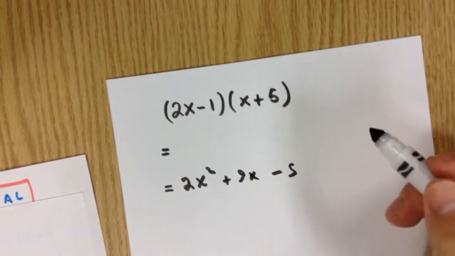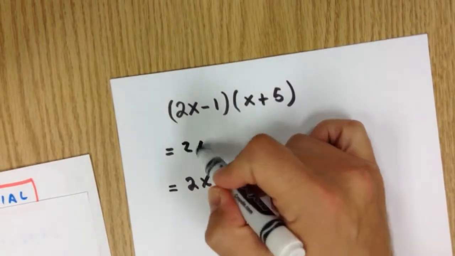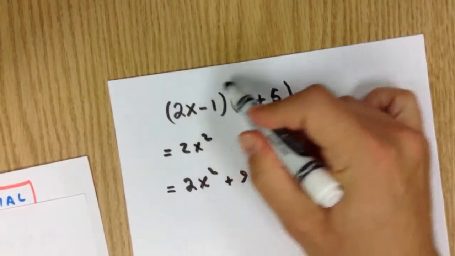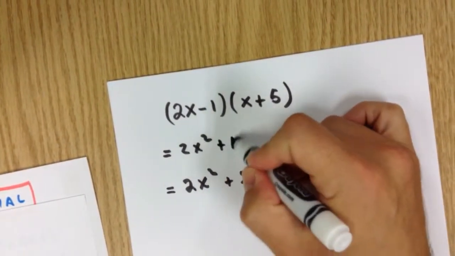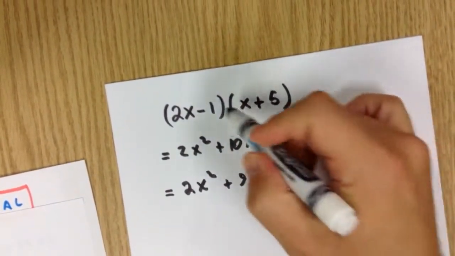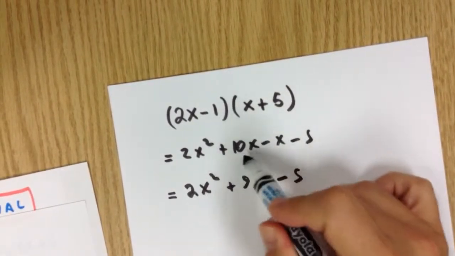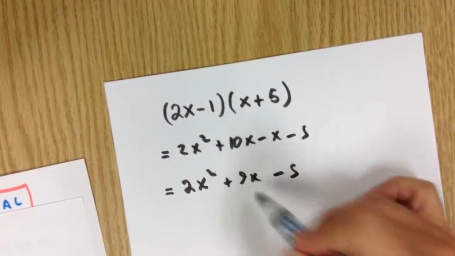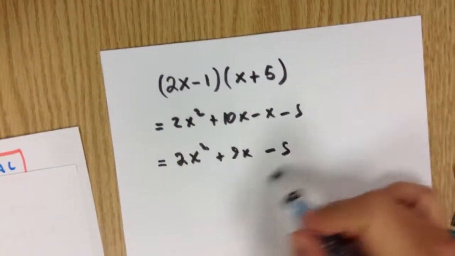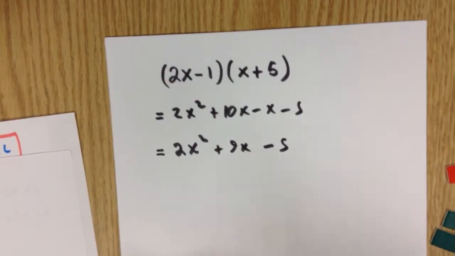Now you're going to do that with practice, because right now you're going to do it the long way and say 2x times x gives me 2x squared, 2x times 5 gives me 10x, minus 1 times x gives me minus x, and minus 1 times 5 gives me minus 5. Then you're going to realize that you can put the 10x and minus x together, which is 9x. And again, eventually you're going to do it just in one step to go to 2x squared plus 9x plus 5.